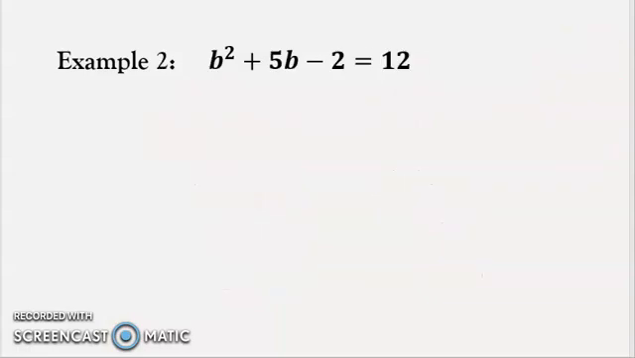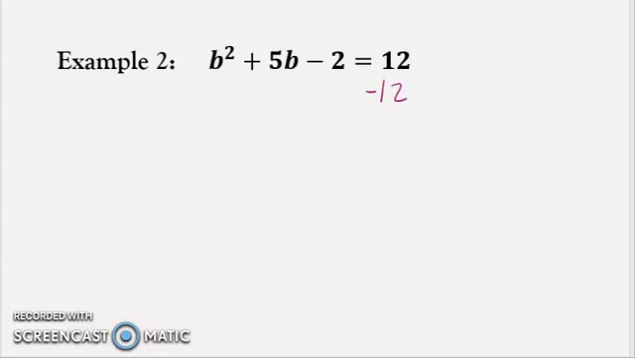So let's do another one. Pause and write this down if you need to, example 2. So, step 1 is to make it equal to 0. This does not equal 0, this equals 12. So I need to get that 12 to go away. So the only way to get rid of it is the opposite. The opposite of a +12 is a -12.